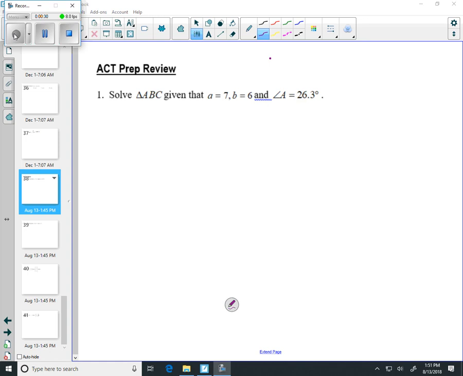Okay, so solve ABC. I'm going to go ahead and draw that triangle. It does not have to be to scale, and you guys know if I'm drawing it, it never is. Little a is 7, little b is 6, and angle A is 26.3. So I know since I have this pair, little a and big A, that I can use law of sines.